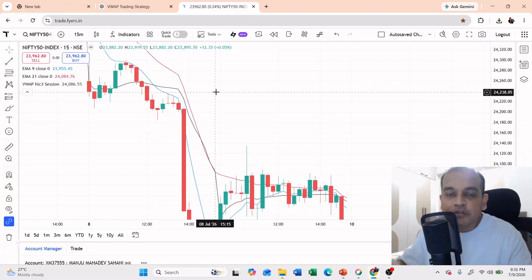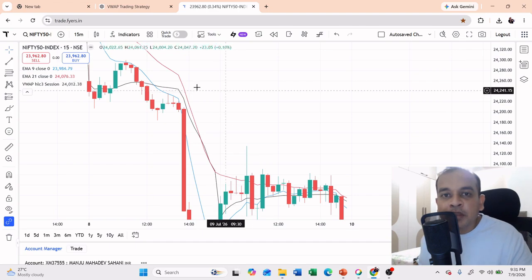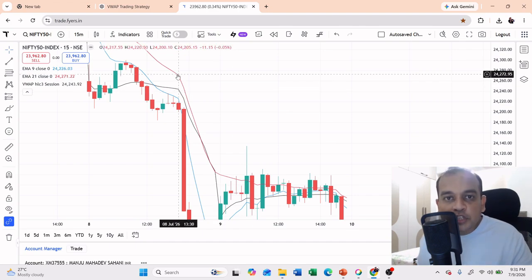In my trading setup, I use VWAP along with a moving average crossover, that is a double crossover of EMA 9 and EMA 21, the exponential moving averages of 9 and 21. What you are seeing is EMA 9 and 21 as well. The VWAP is indicated in black, the 21 EMA is the slow moving average indicated in red, and the 9 EMA is the fast moving average indicated in blue.